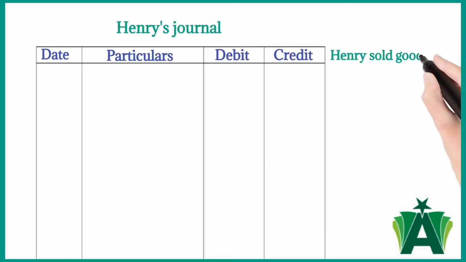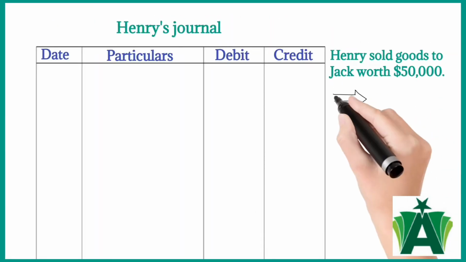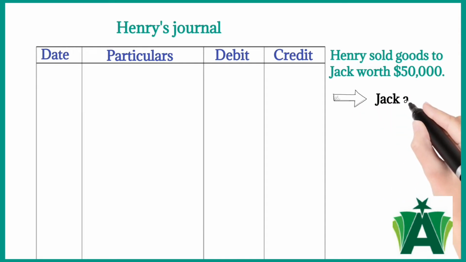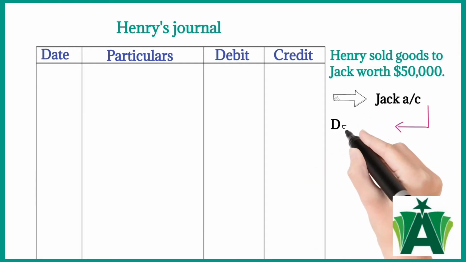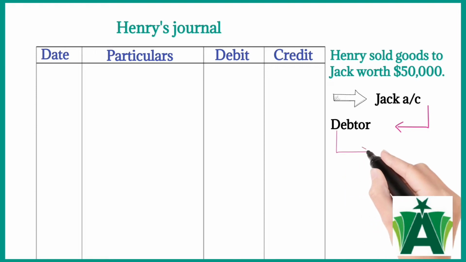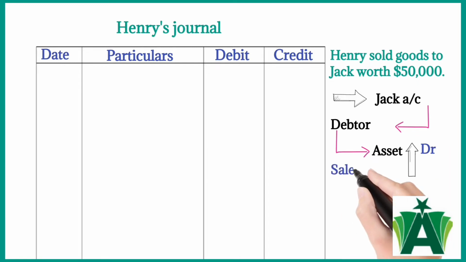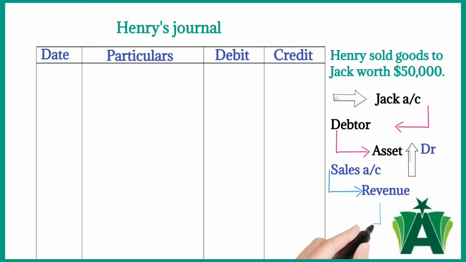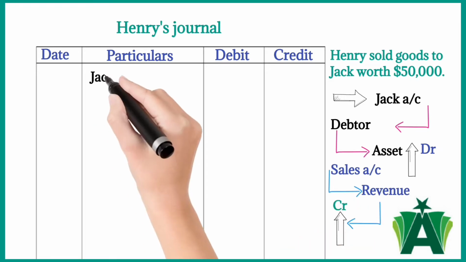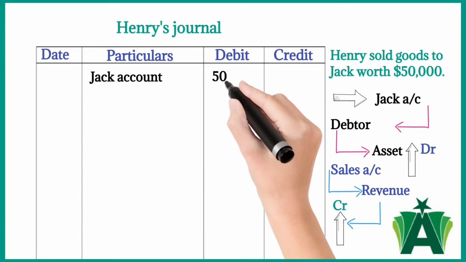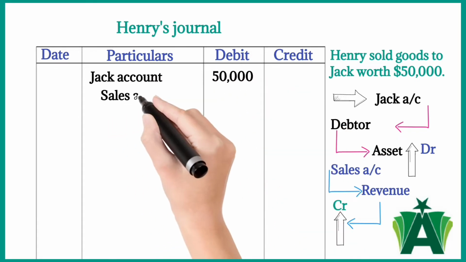Henry sold goods to Jack worth $50,000. Here two accounts are involved: Jack account and sales account. Jack is a debtor and debtor nature is an asset. When asset increase in business, account is to be debited. Sales account nature is revenue, and when revenue increases in business, account is to be credited. Now, Jack account debit with the amount of $50,000, and sales account credit with the same amount.